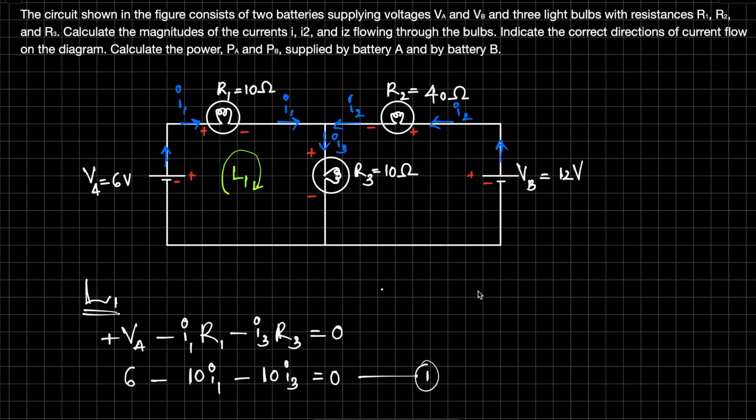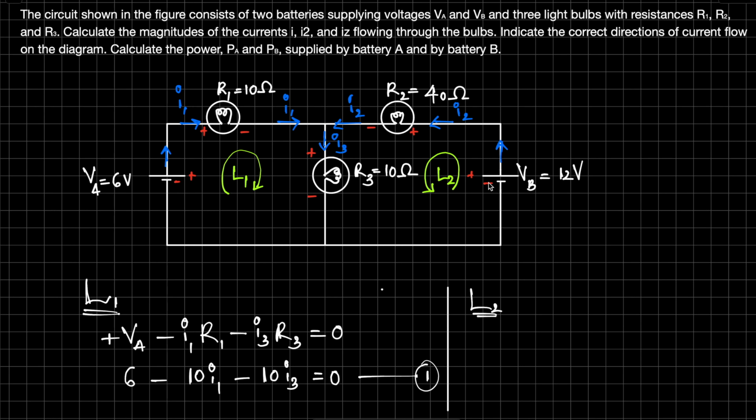Let's write the equation for loop number 2. Loop 2. Okay, so I'm choosing this loop as the second loop. I'm going to go counterclockwise this time in this loop, just to show you it doesn't make any difference. You can choose any direction, either clockwise or counterclockwise. It's totally fine. So this is my loop 2, and I'm choosing a counterclockwise loop, L2. I'm going to start from VB. We're going counterclockwise, just like this.